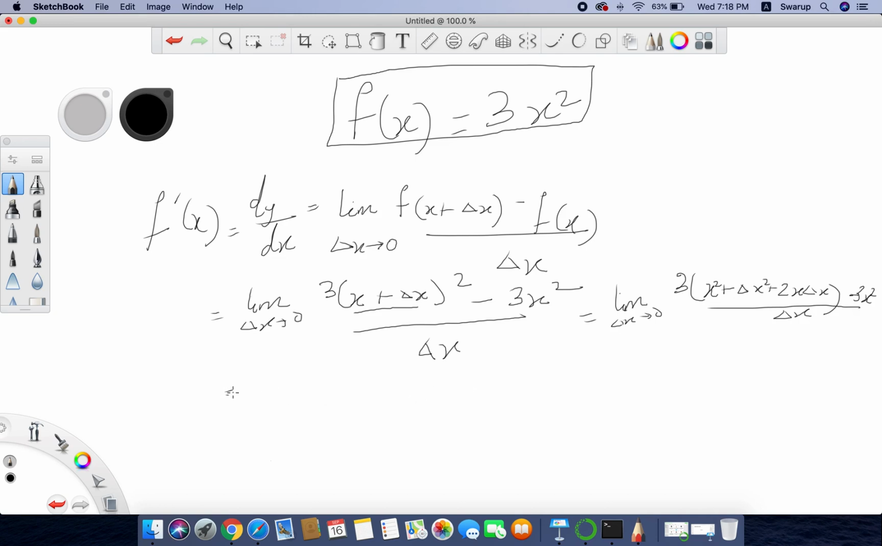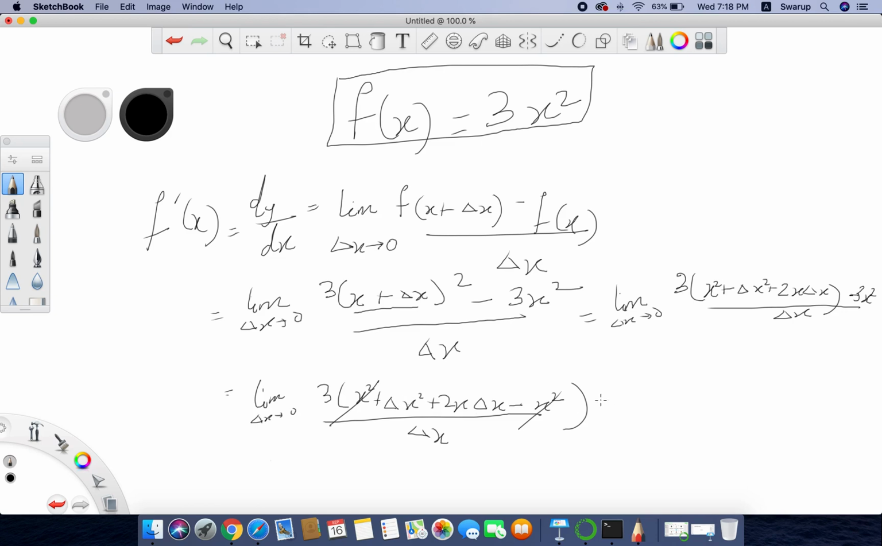So here it will come to limit delta x implies 0 again, then 3 of x square plus delta x square plus 2x delta x minus x square. So it will be minus of x square, and I have taken 3 outside, divided by delta x. Here basically this is what we are getting right now, and I can nullify this x square and minus x square.